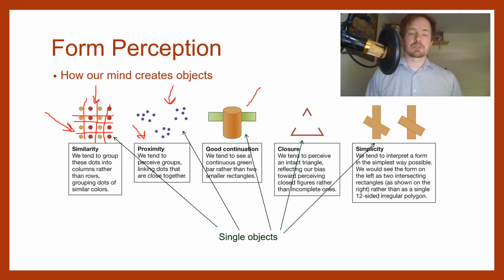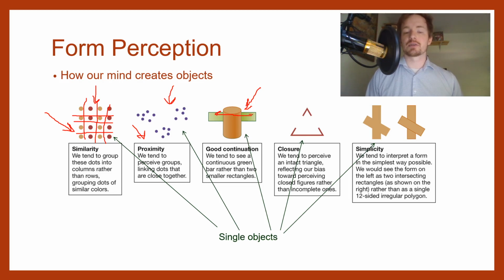Here's another one. This one is called good continuation. It's called good continuation because when we perceive this particular object, we perceive a cylinder and behind it a green rectangle that passes through. We don't see a rectangle and two separate rectangles on either side. We assume that it is carrying on behind that cylinder.